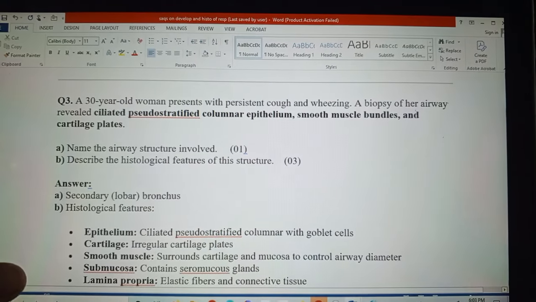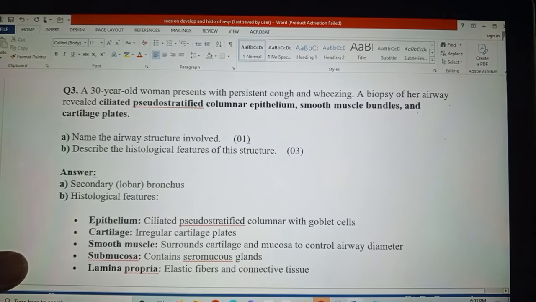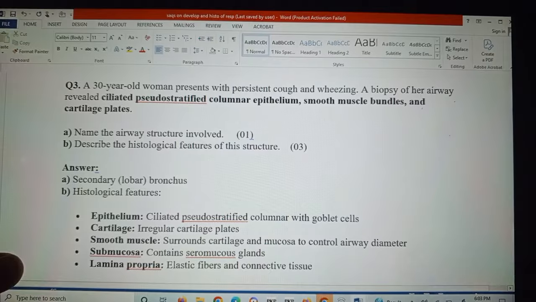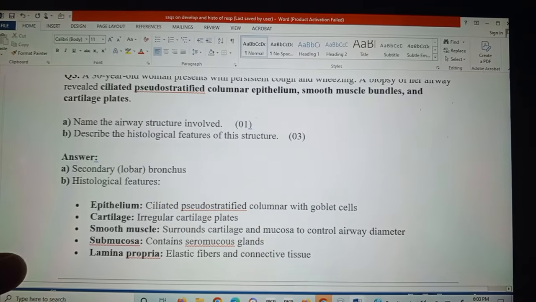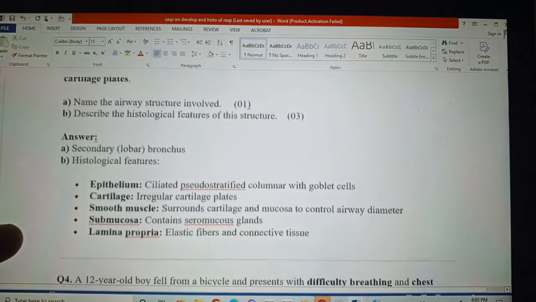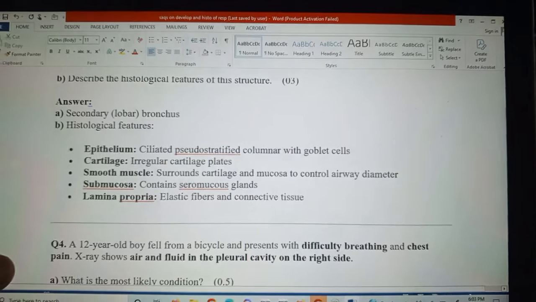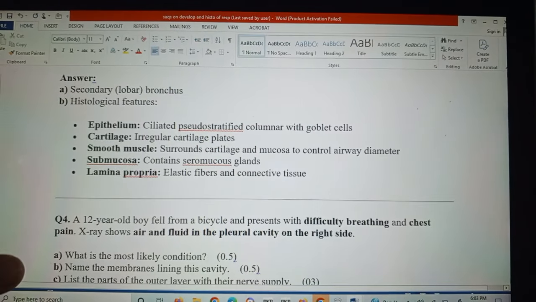Question number 3. A 30-year-old woman presents with a persistent cough and wheezing. A biopsy of her airways reveals ciliated pseudostratified columnar epithelium, smooth muscle bundles, and cartilage plates. Name the airway structure involved. Name the histological features of this structure. This is the secondary bronchus or the lobar bronchus.